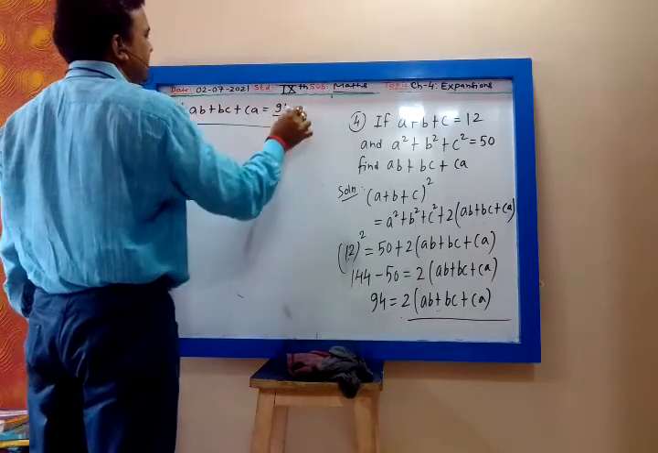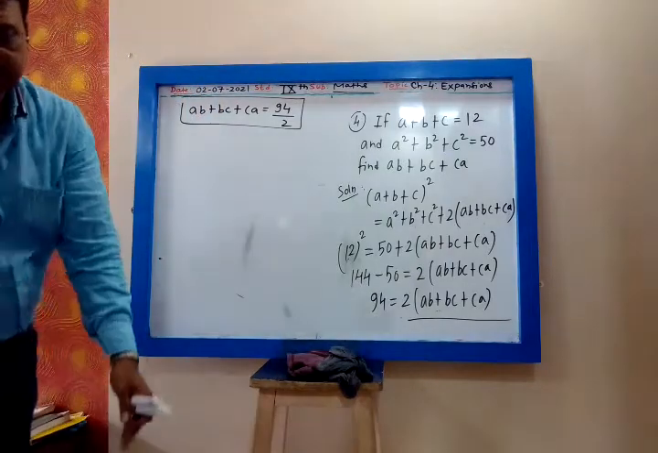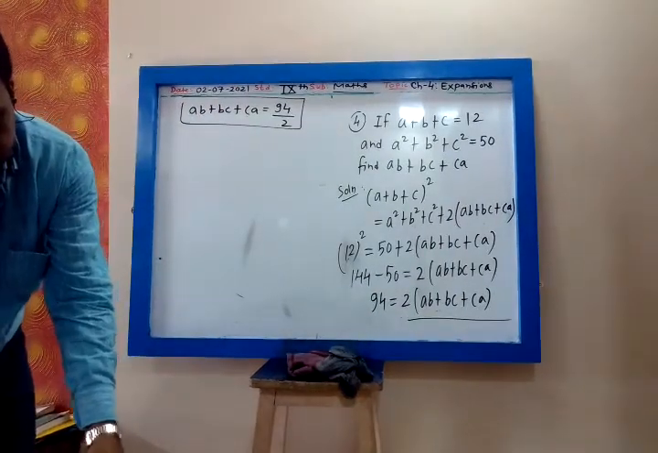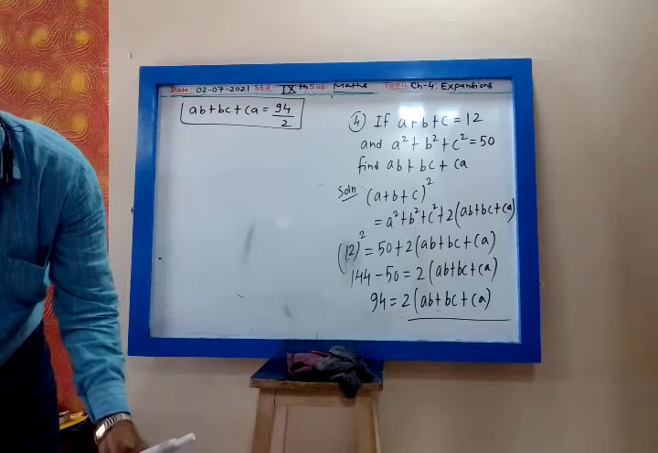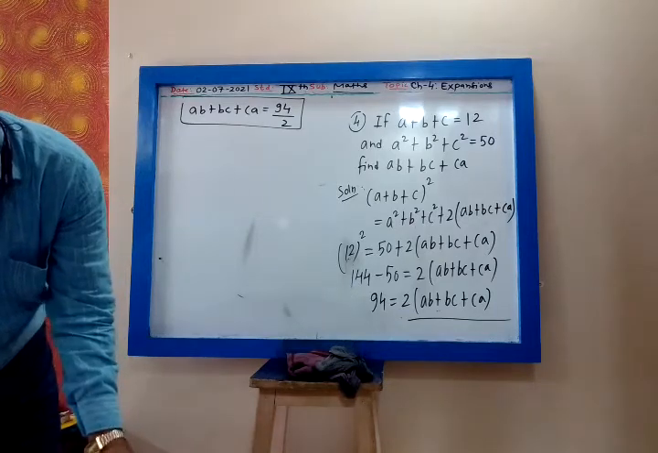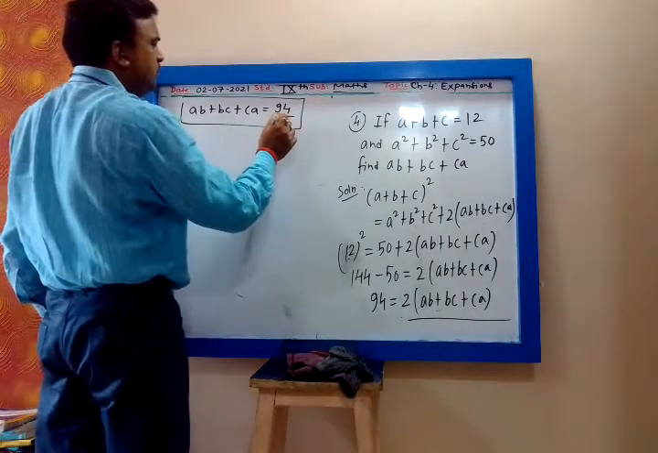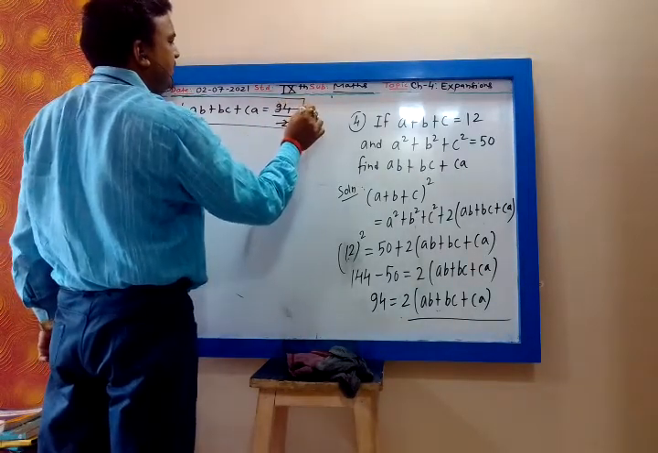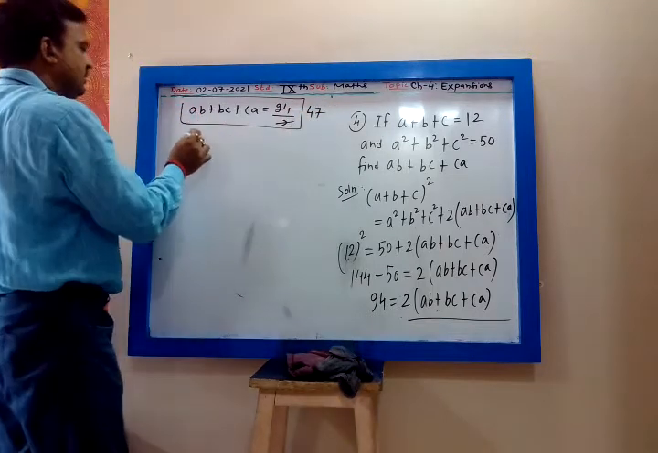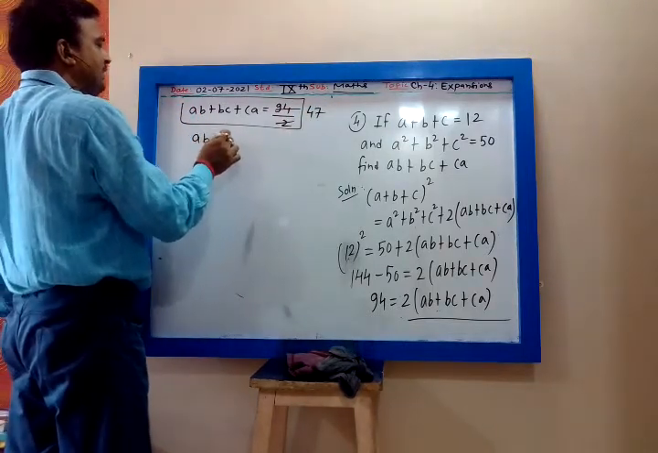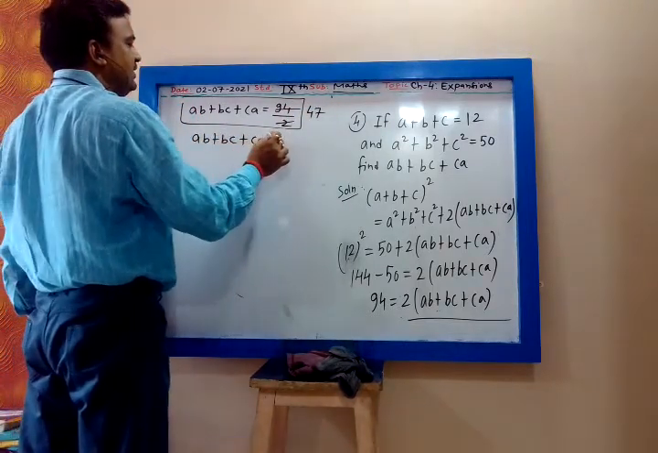You have to stop there. Okay? You stop there. That is the answer. That is 94 by 2. Can you cancel? 2 4s are 8, 47. Yes. So AB plus BC plus CA, if it gets cancelled, you cancel. That is 47.